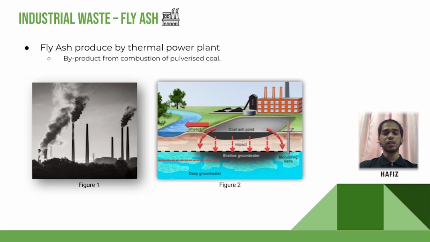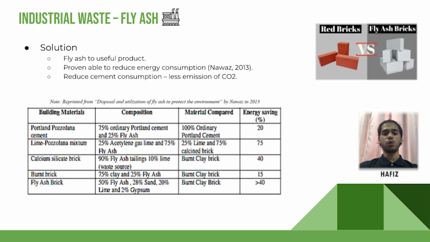The fly ash contains several toxic heavy metals such as lead and zinc. These will slowly absorb into the ground and then contaminate the groundwater. Therefore, one of the greener ways to dispose of it is to convert it to a useful product, which is fly ash bricks. Fly ash bricks consume less cement in the construction process, which means that we can reduce the energy consumption and CO2 emission in the cement production process.